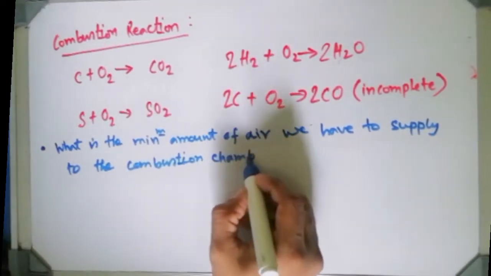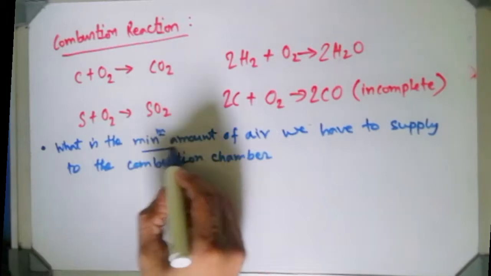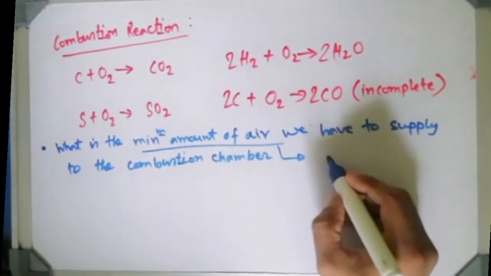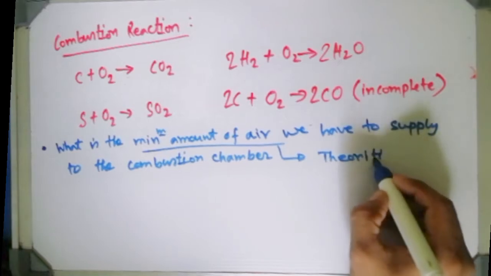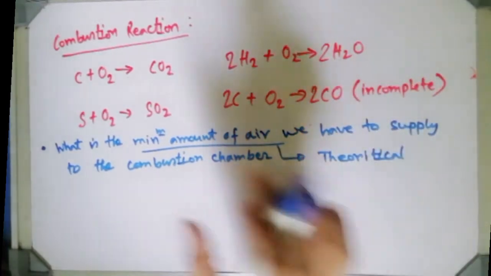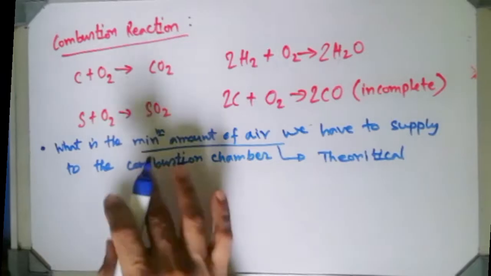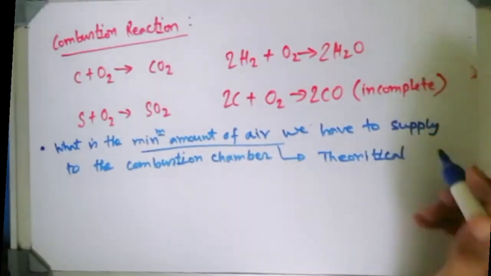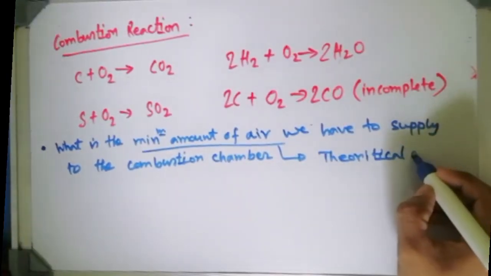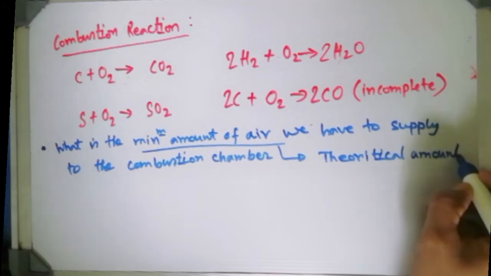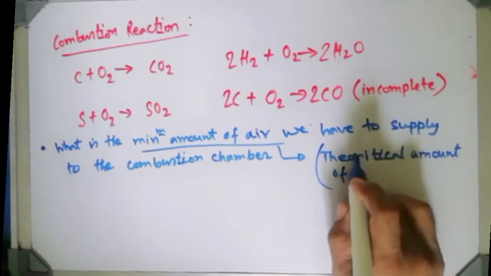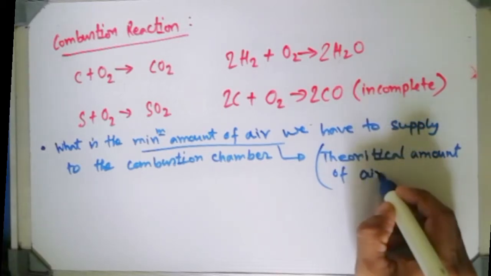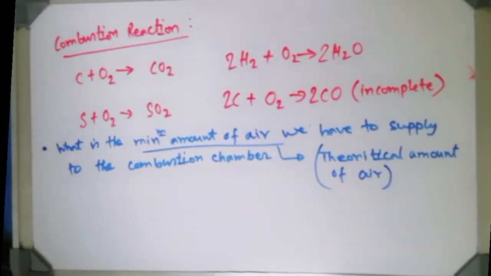This minimum amount of air is also referred to as the theoretical amount of air. If this term is used in the numerical, mind it, it is asking you what is the minimum amount of air. They are actually synonym terms. Both these terms are frequently used. First of all, we should find out this thing.